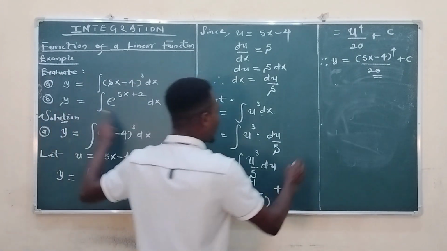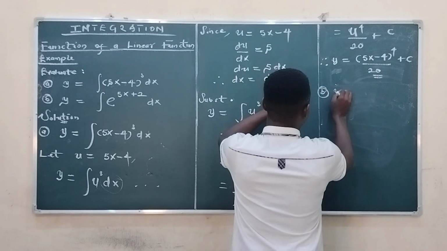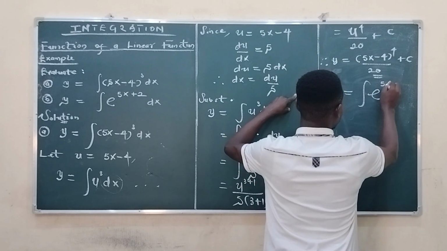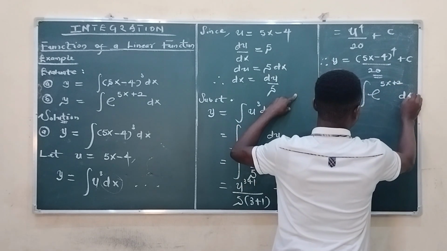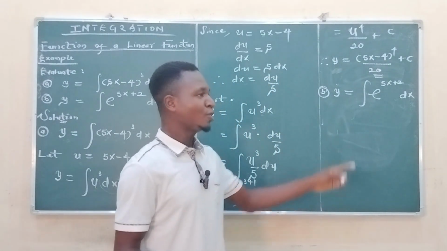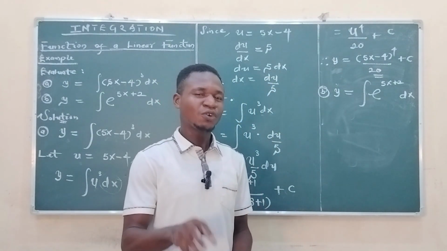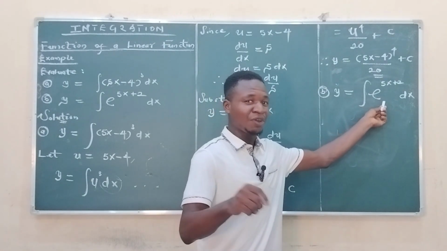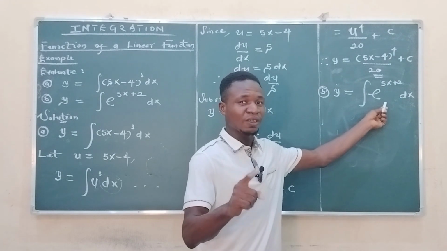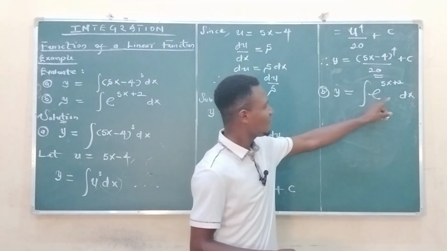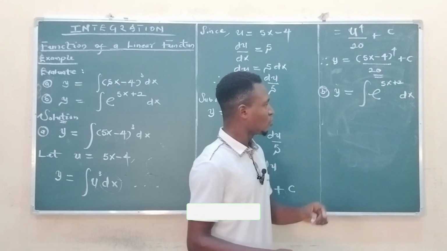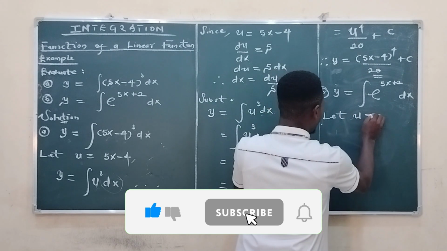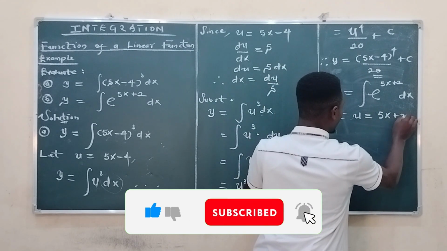We have b. We have the y. For the second question, y is equal to the integral of the exponential of 5x plus 2 with respect to x. So my question is, do you know the linear function there? Yes, the linear function here is that particular function such that the highest power of the variable is 1. So it means that our linear function is 5x plus 2. So in this case, we can say let u be equal to 5x plus 2.